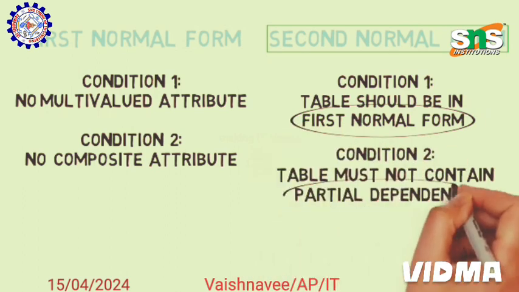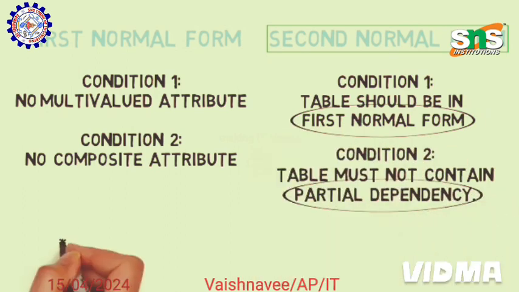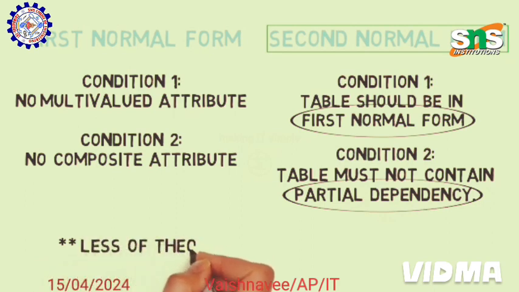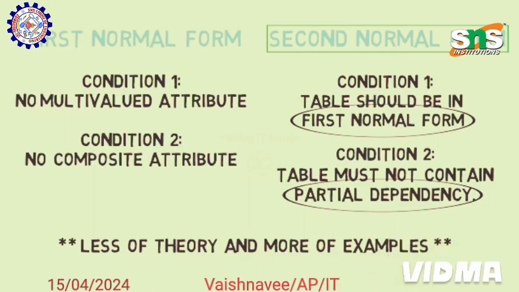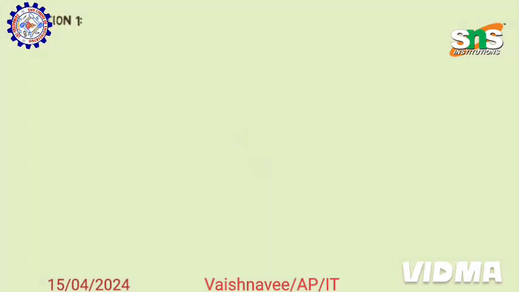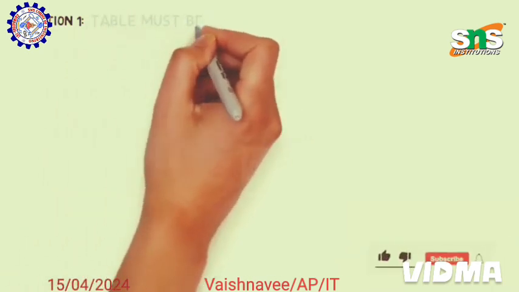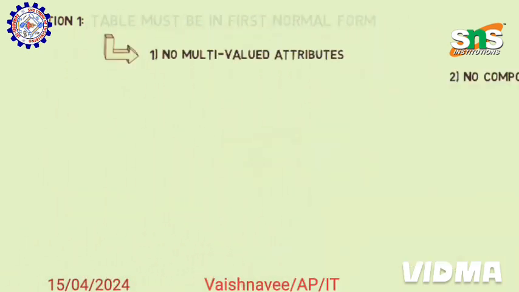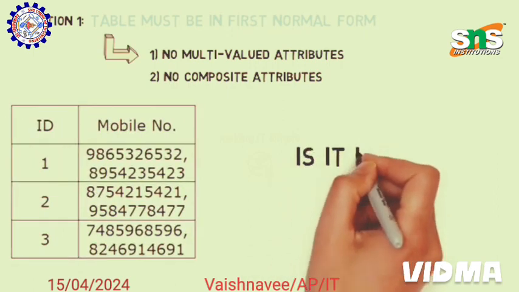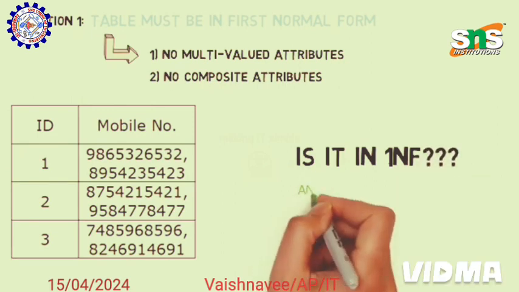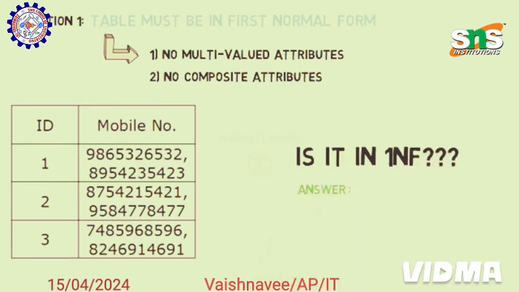Now let us see some examples for better understanding. So let us check both conditions one by one. First condition is the table or relation must be in first normal form. Two conditions for first normal form are no multivalue attributes and no composite attributes. Since we all know the meaning of multivalue attributes and composite attributes, let us check whether the table is in first normal form or not. If it is not in first normal form, then it cannot be in second normal form. So here the mobile number is a multivalue attribute. It has two values for each tuple, so it is not in first normal form.